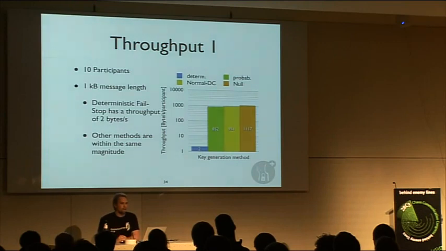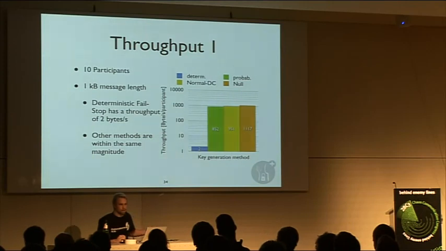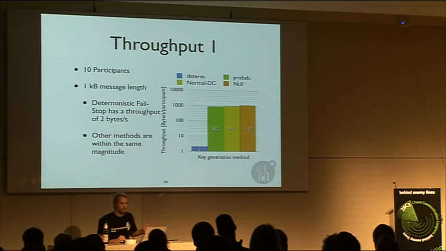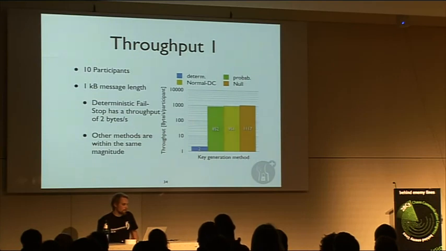But you have to compare what it means. If you trust those 10 participants as you would trust the mixes that you use in Tor, this means that you take a route through 10 Tor mixes. So it's the same quality of anonymity. And of course, if you take this deterministic fail-stop key generation mechanism, which takes into account all the message history, you end up with 2 bytes per second per participant, which is of course not very good. And the other algorithms are within the same magnitude.